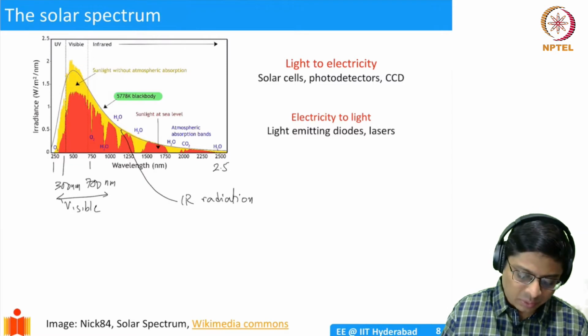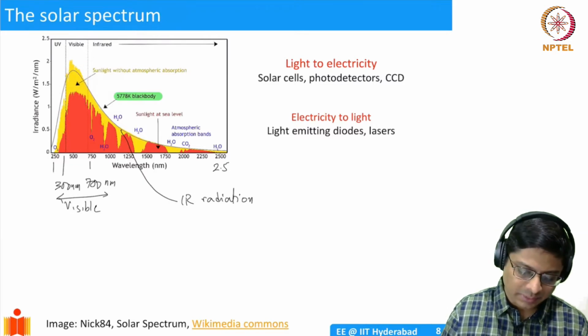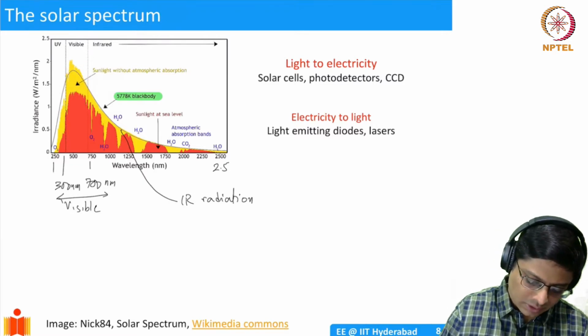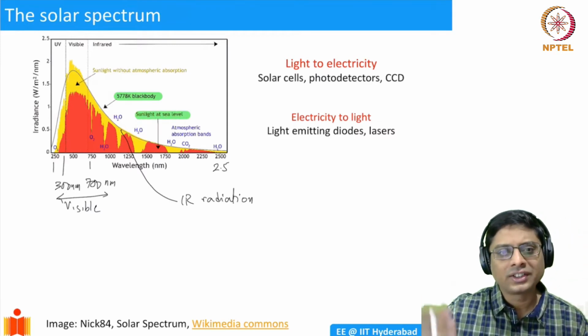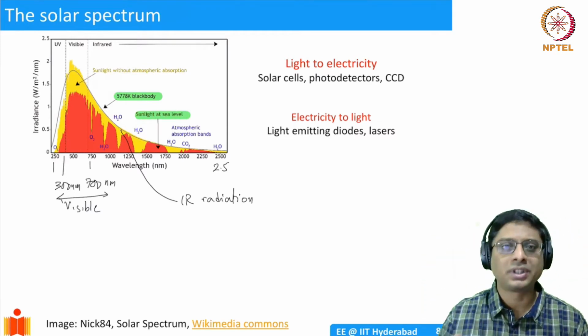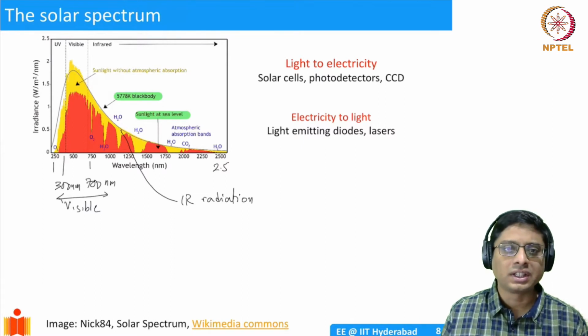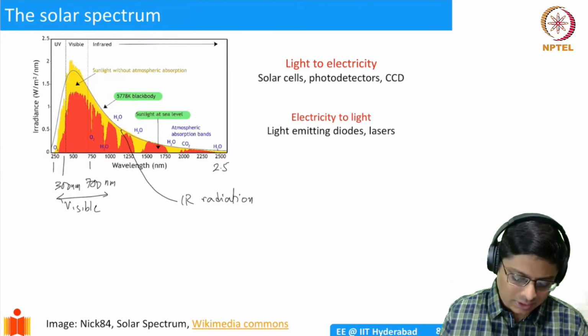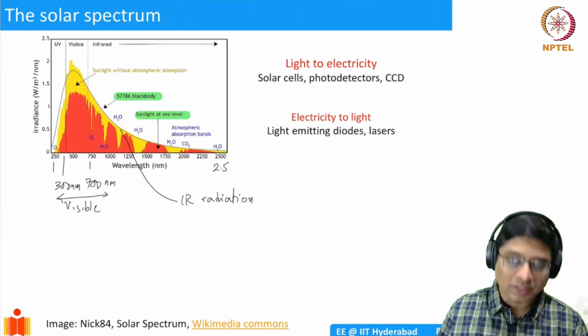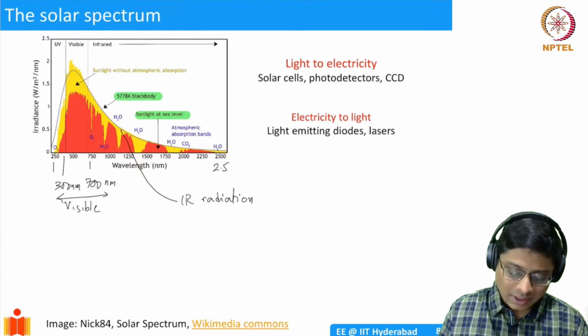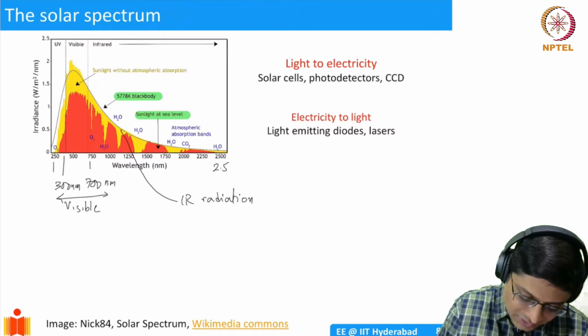But the red part is what you get on the ground. This is the spectrum on the ground, which is why it says sunlight at sea level. So what you see is that, of course, there is some absorption in the atmosphere. Absorption of all the wavelengths, but mainly in the visible and blue part of the spectrum there is more absorption. And then in the IR you also see some bands.